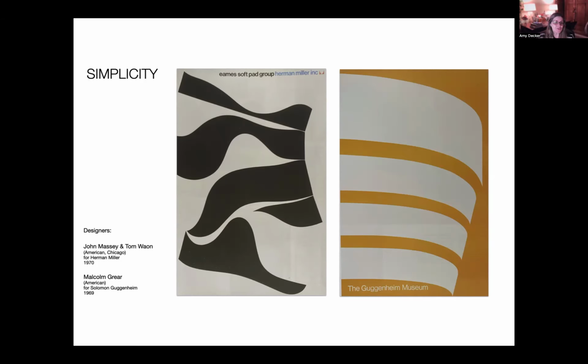The poster right next to it in yellow is by Malcolm Greer, a leading designer and influential educator at RISD. This one color poster was designed to be overprinted with information about specific events for the Guggenheim Museum. This is representational. It's showing us a very stylized graphic form of the famous Frank Lloyd Wright designed Guggenheim Museum in New York. It's very representational. Both are using simplicity, one not representational and one very representational.